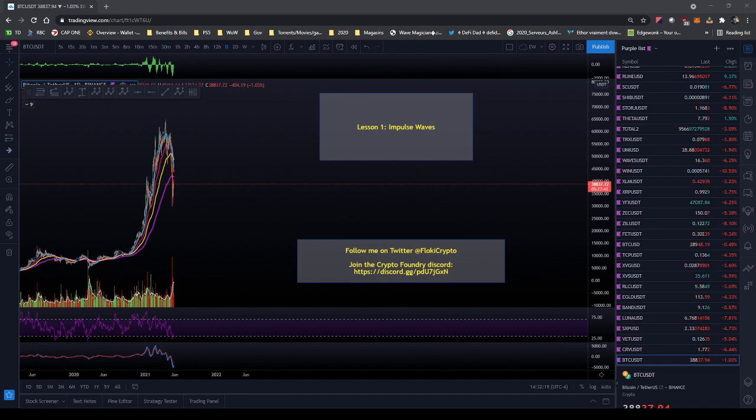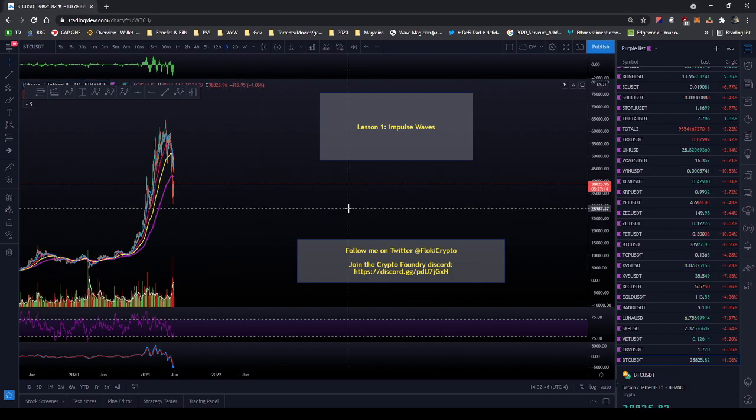We'll be starting with the first element of the Elliott Wave class, which is an impulse wave. What is an impulse wave? The exact definition would be a pattern in technical trading that describes a strong move in a financial asset's price coinciding with the main direction of the underlying trend.